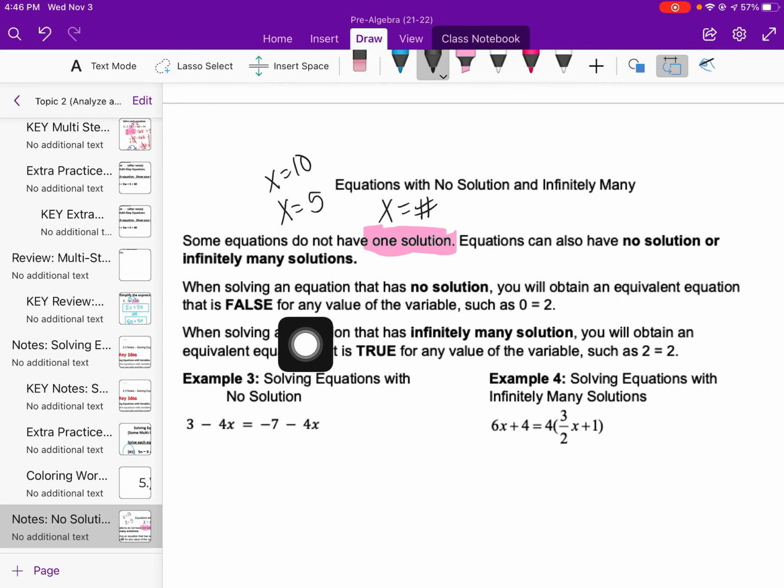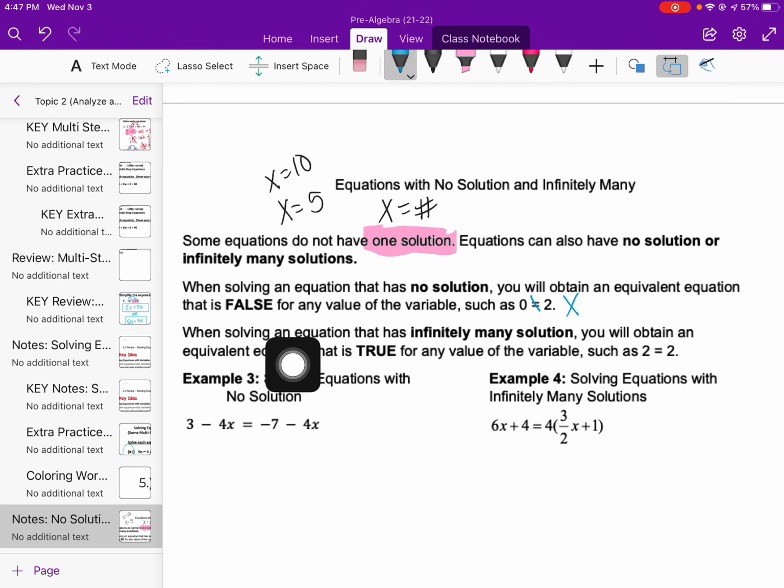When solving an equation that has no solution, you will obtain an equivalent equation that is false for any value of the variable, such as 0 equals 2. Well, we know the number 0 will never equal the value of 2. If you have $0 and I have $2, we do not have the same amount of money. So that statement is not true. We would say that it's a false statement.